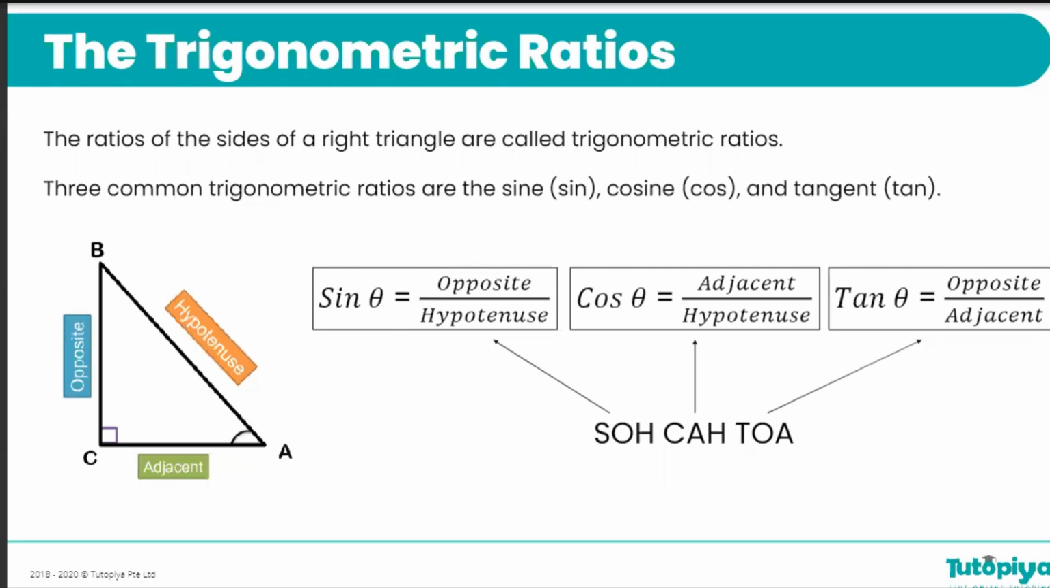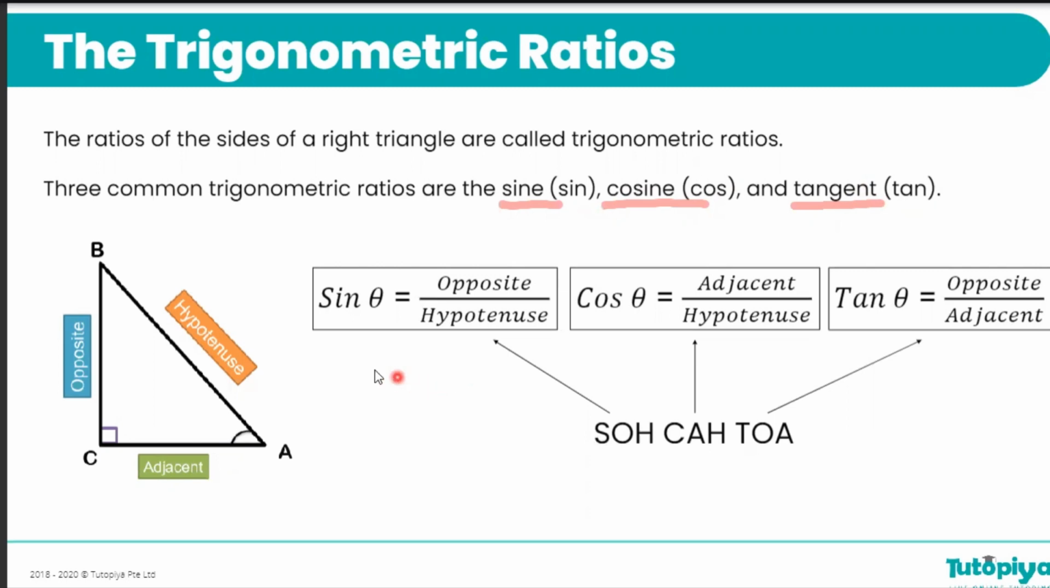Next, we're going to move on to the trigonometric ratios. The ratios of the sides of a right-angled triangle are what's known as the trigonometric ratios. And for the IGCSEs, we're going to be focusing on three of these ratios. The first is the sine, the second is the cosine, and the third is the tangent. For short, we can abbreviate them to sin, cos, and tan.